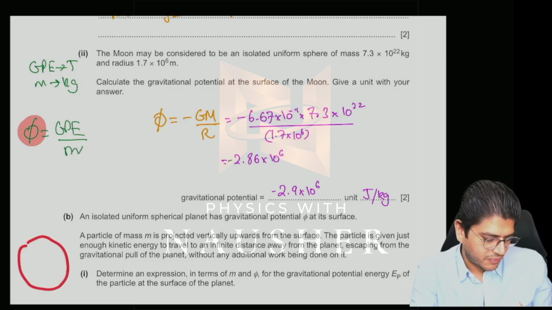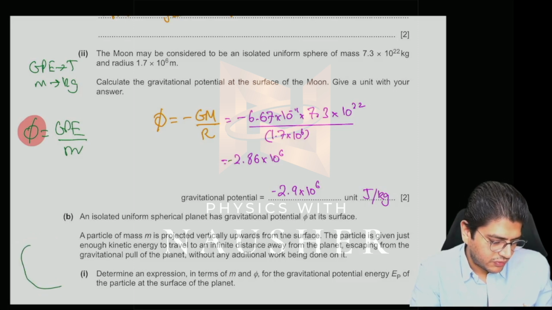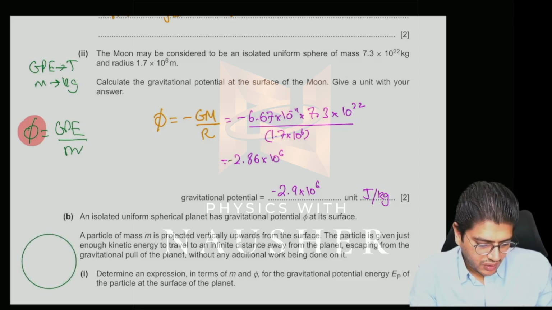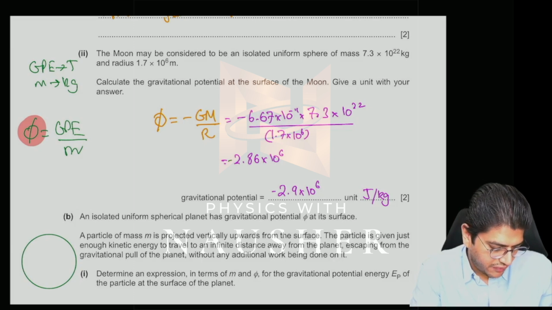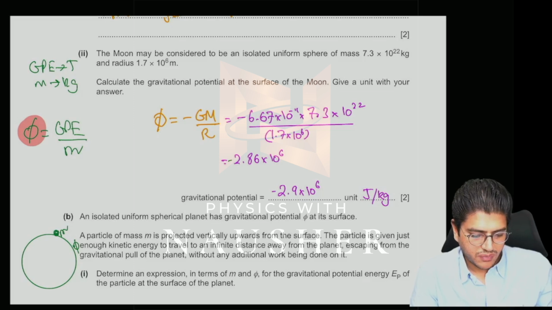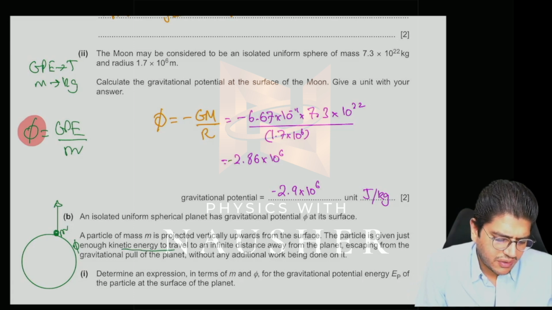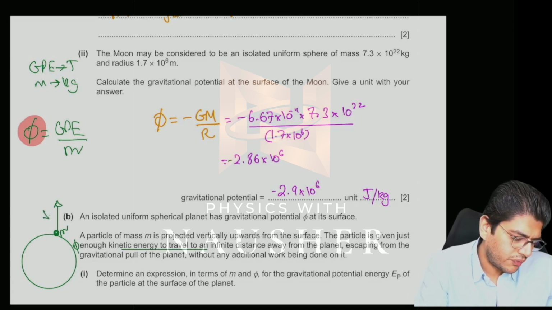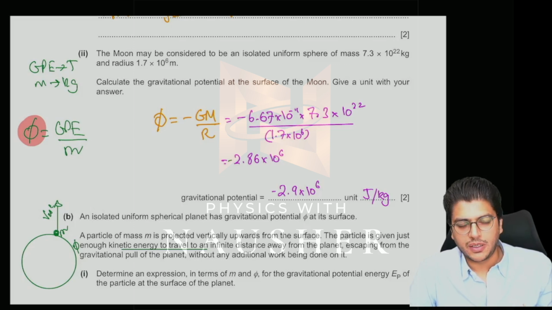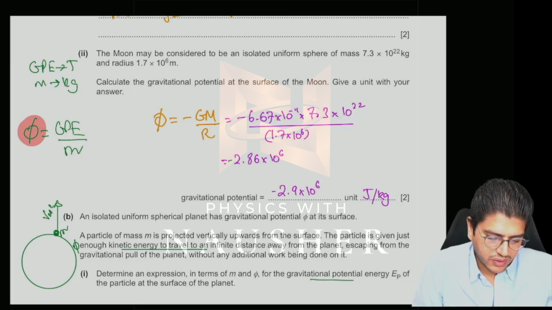Okay, so I have something like this. I have a planet, and there is a gravitational potential phi at its surface, and there is this mass m on its surface, and that mass is projected vertically upwards. And the particle is given just enough kinetic energy, so we're talking of escaping away from the planet without any additional work being done on it. Determine an expression, in terms of m and phi, for the gravitational potential energy.